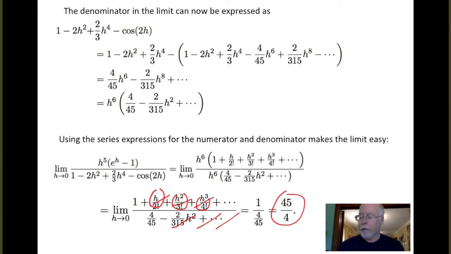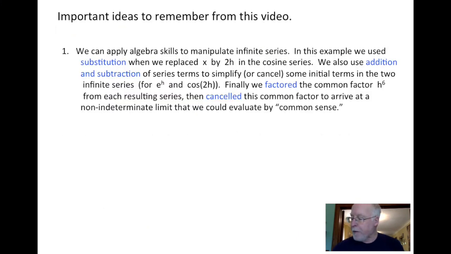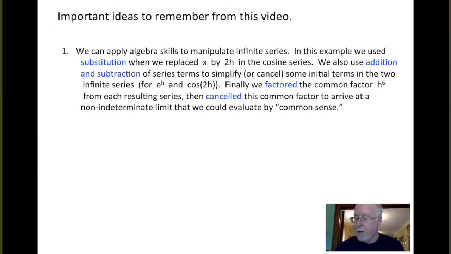So once we got all the series in place, this was a pretty quick problem. And the nice thing about this series is we're able to quickly reveal this h to the sixth factor that we had to get rid of, and which would have taken 6 applications of L'Hopital's rule had we gone with that method. So what are the takeaways from this video?